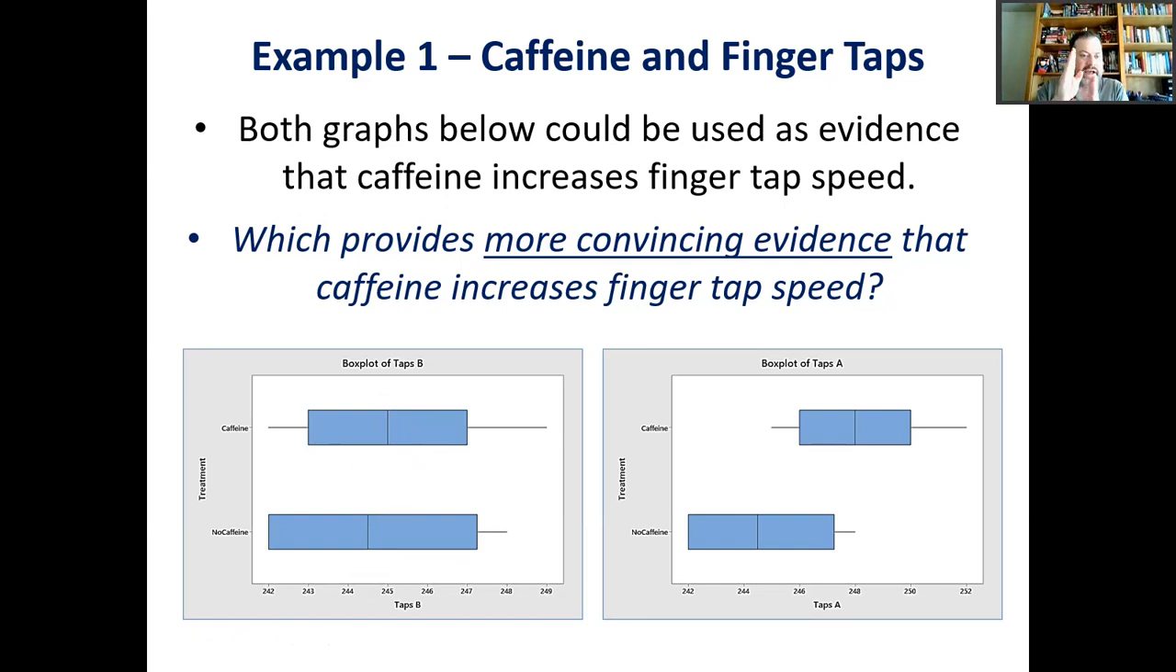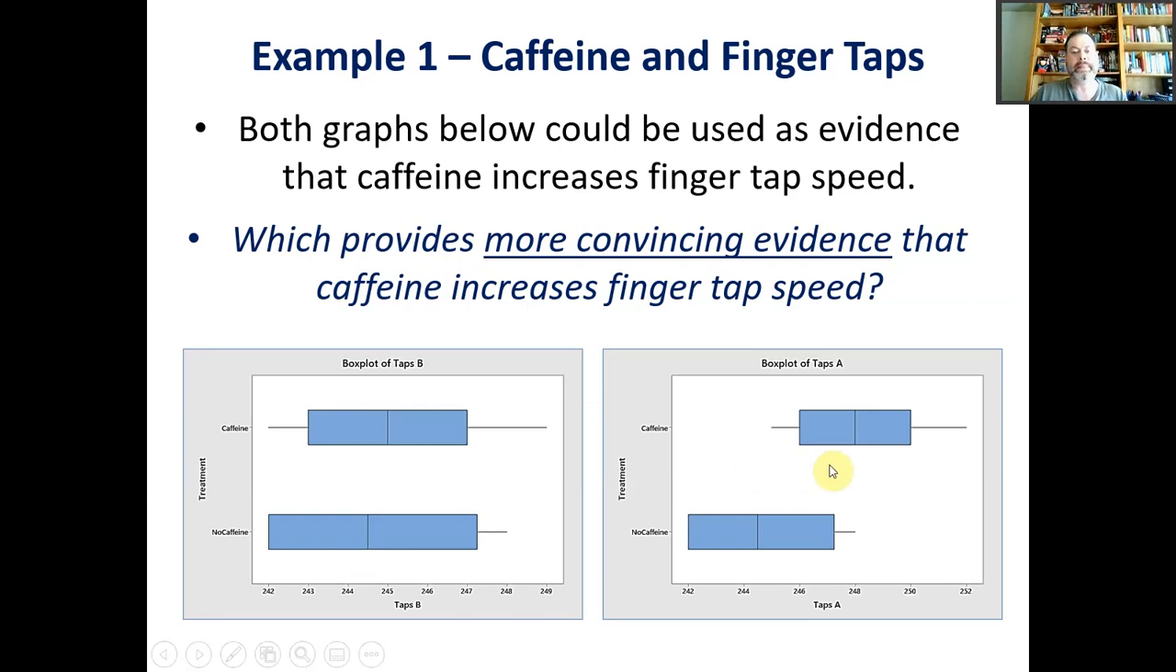The medians aren't exactly the same. With box plots, we can't see the means. But if the box plots are symmetric, then the means and the medians are the same or very close. So these means and medians are both right about here. So the means don't look the same, but they look really close. These two graphs look about the same. That tells us that it does not appear that caffeine is significantly causing any sort of increased finger tap speed.